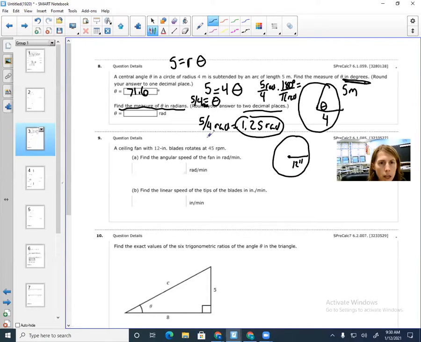Now, it says to find angular speed. Think about this. You already have a speed in revolutions per minute. So if I write this down in a bigger picture here: 45 revolutions per 1 minute. I need to get to radians. When I go around the circle, 1 revolution, how many radians is that? If you know, go ahead and put it in the chat box.